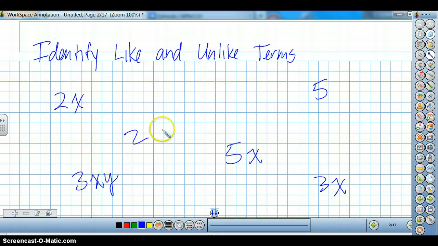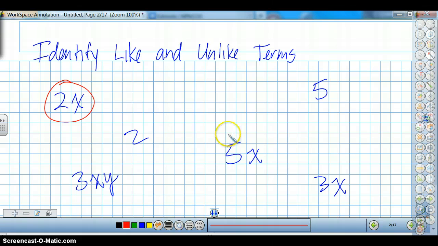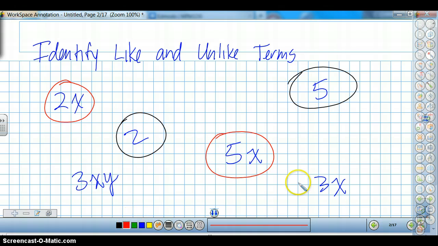Let's talk about identifying like and unlike terms. If I change my pen color, things that look alike. So this looks alike with this, and the numbers look alike each other. These are just numbers, and I could have circled. So these red things that I've circled, they all have the x's in common, and the two numbers are just numbers, and they are like terms.